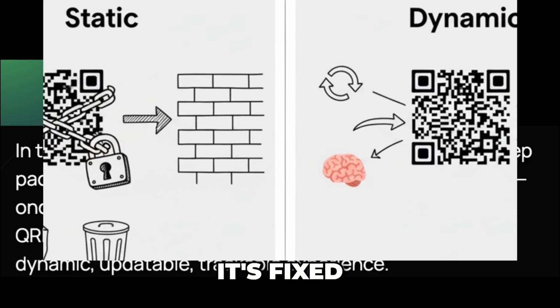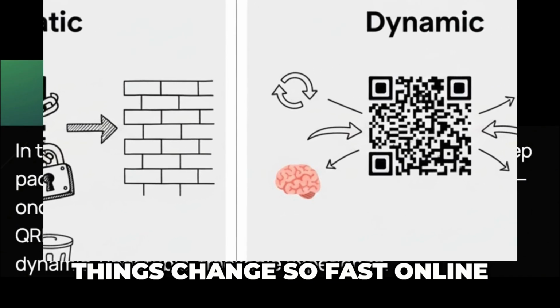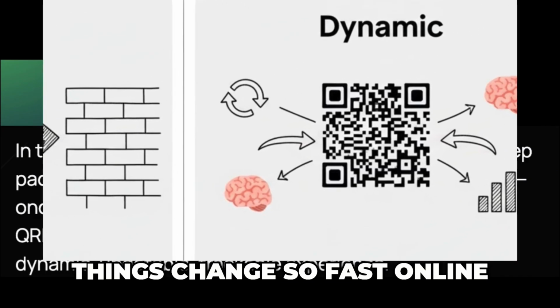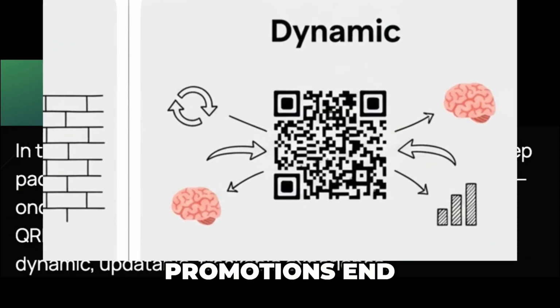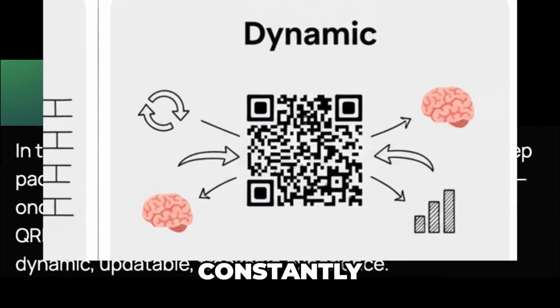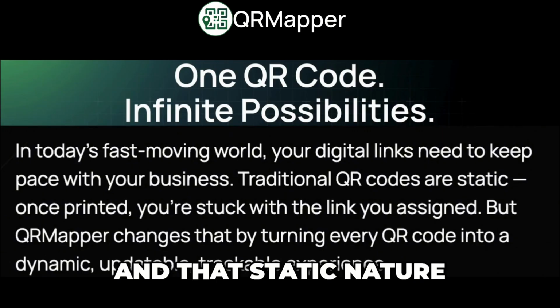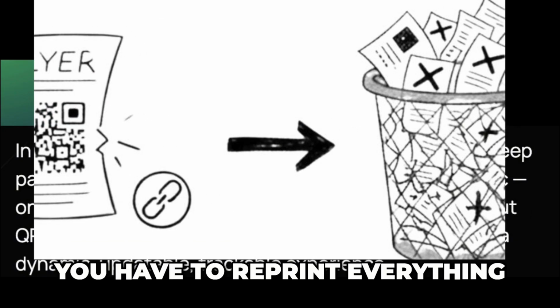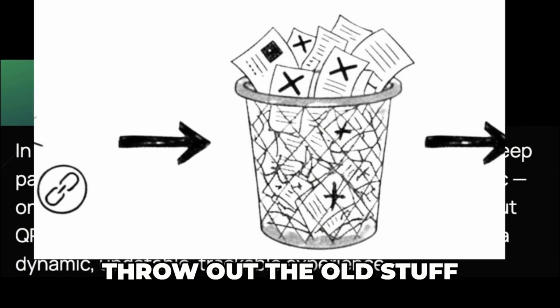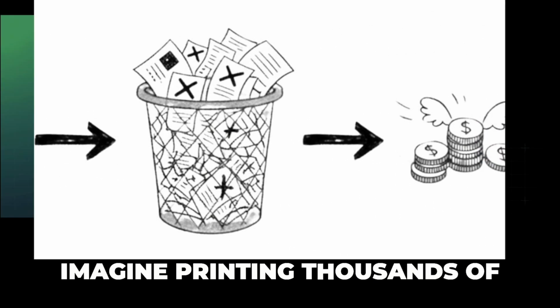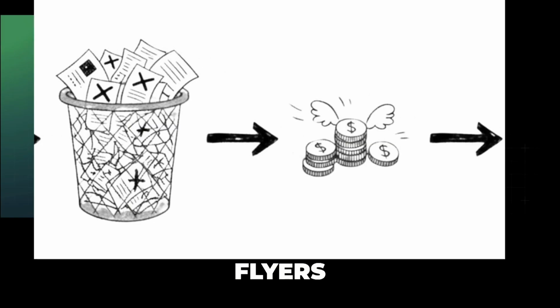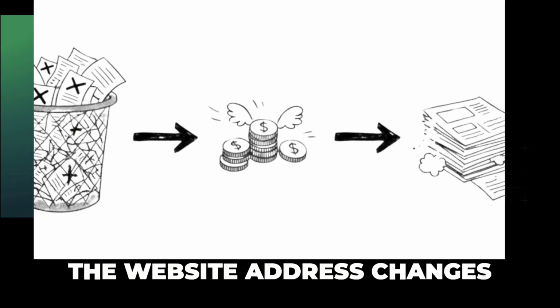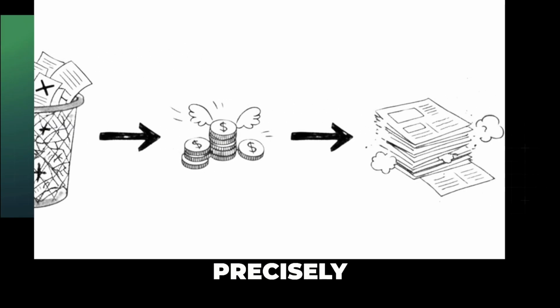Right. It's fixed. And in today's world, things change so fast online. URLs shift, promotions end, content gets updated. Constantly. Exactly. And that static nature becomes a real bottleneck. If you need to change where that code points, you have to reprint everything, throw out the old stuff. Which is just incredibly wasteful. Imagine printing thousands of flyers, maybe product labels, and then, oops, the website address changes. You're just stuck. Precisely.